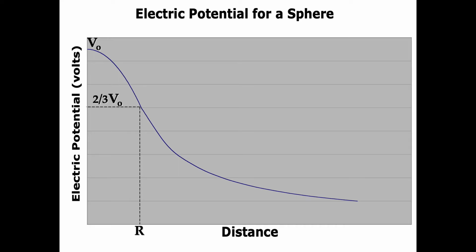This is what the electric potential looks like inside and outside the sphere. Inside the sphere, it goes as an upside down parabola. Outside the sphere, it goes as 1 over r. And the function is continuous over the boundary, it has to be. If we say that the potential is V naught at r equals 0, then it's going to be 2/3 of its value on the surface.